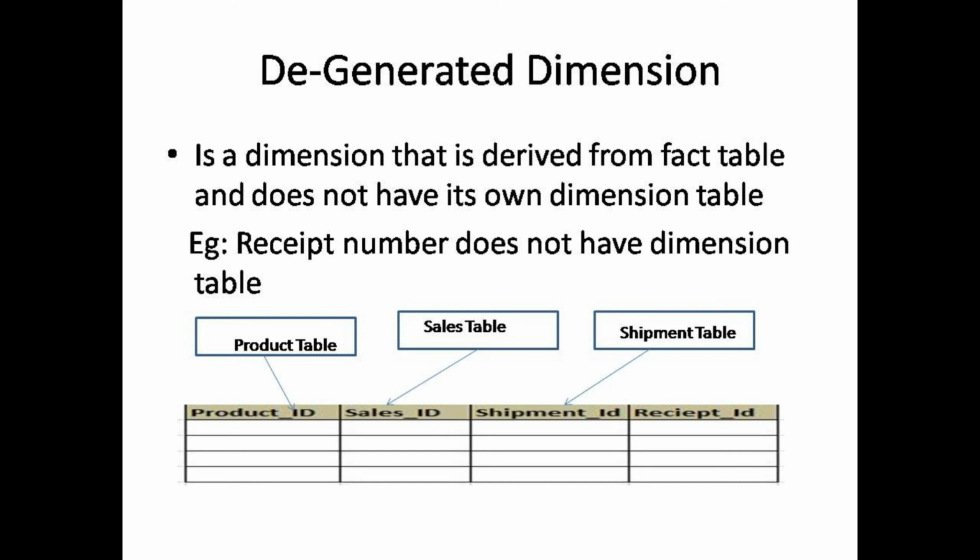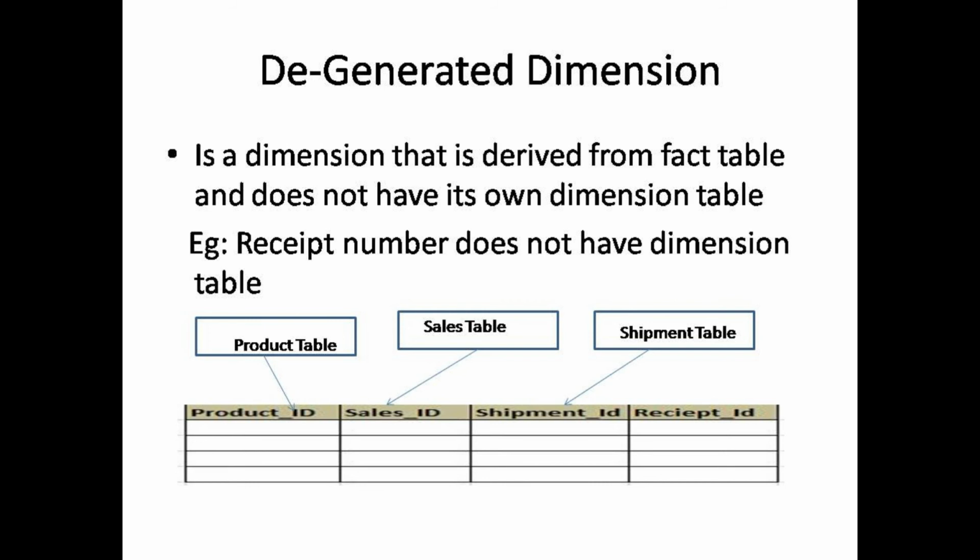Here I have created one main table. That main table has product ID, sales ID, shipment ID, and receipt ID. So product ID is taken from the product table, sales ID is taken from the sales table, shipment ID is taken from the shipment table. But what about the receipt ID? Receipt ID we didn't take from any other dimension table. We create it ourselves, manually, in the fact table itself. So that type of dimension is called degenerate dimension.